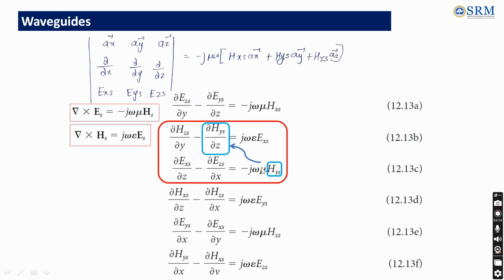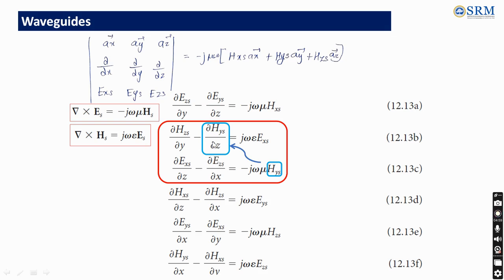So what will come here? For this, minus 1 by j omega mu will come. So it's going to be plus here. Already one negative sign is there. Then what comes? Dou EZS divided by dou Z. Already one dou by dou Z is there. So dou square EZS by dou X dou Z. And here minus, what happens?